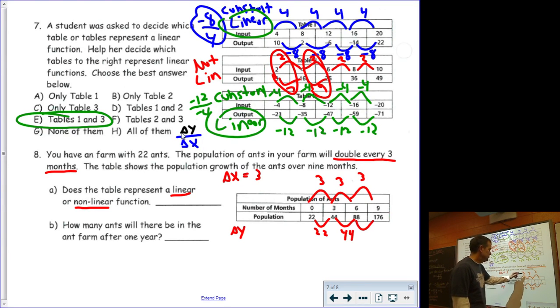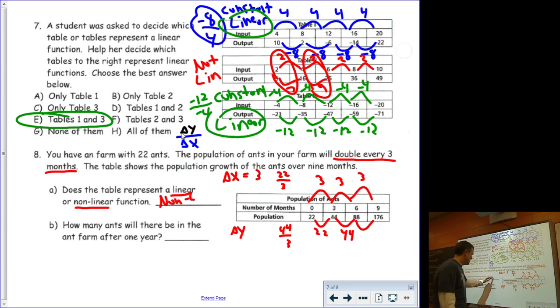Because 22 over 3 is not the same as 44 over 3. So this one is non-linear. How many ants will there be in the ant farm after 1 year?